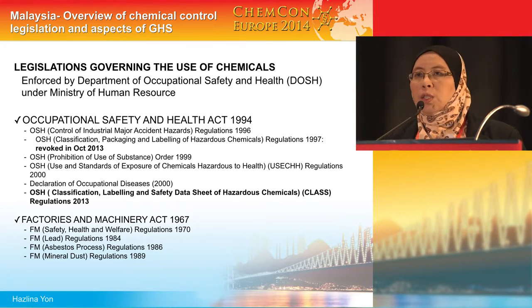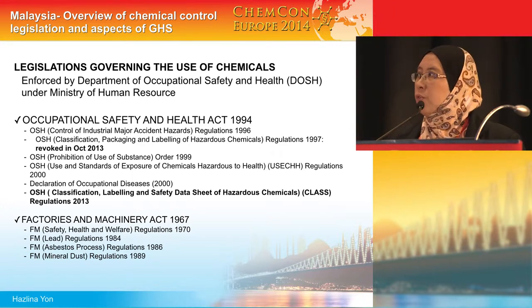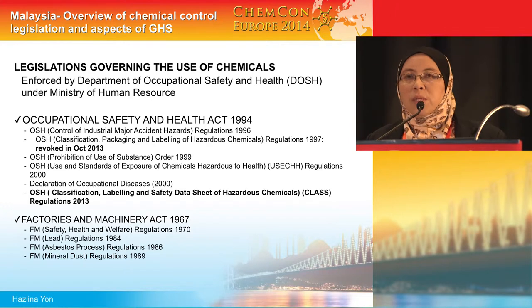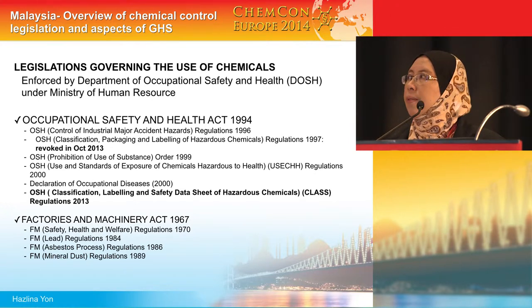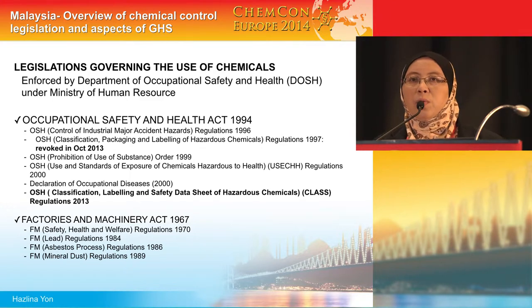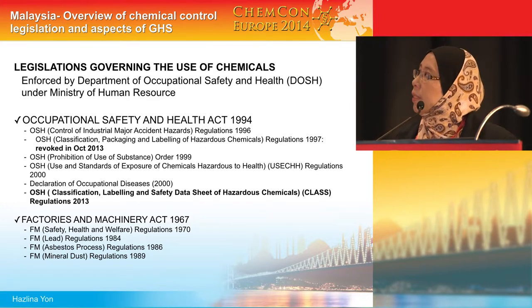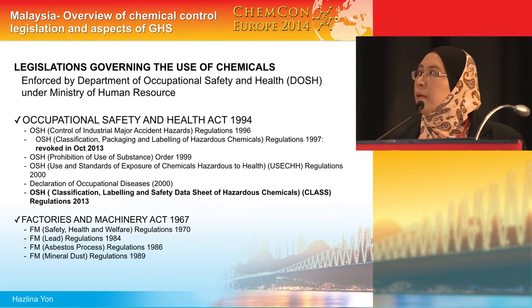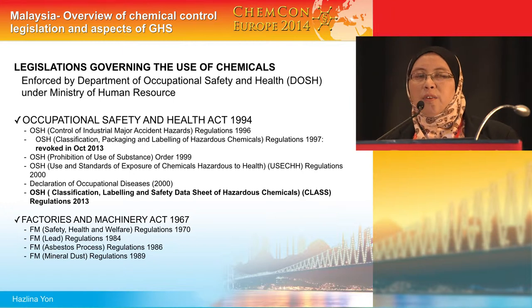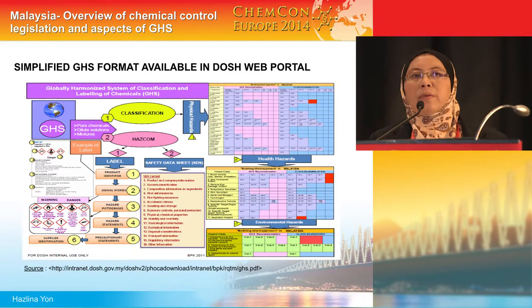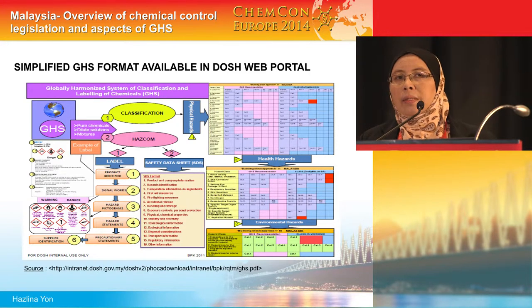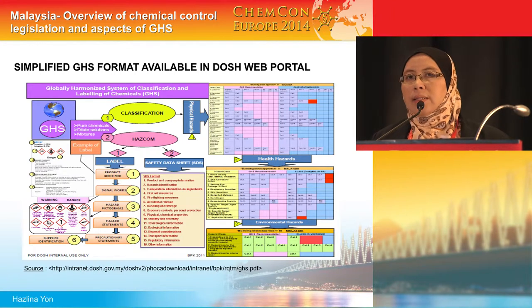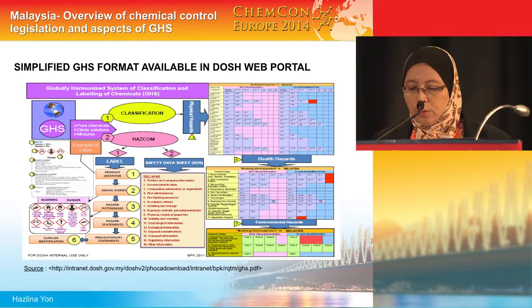Okay, DOSH is actually enforcing two acts, OSHA 94 as well as the Factory and Machinery Act. And for your information, we are in the midst of migrating some of the regulations under the Factory and Machinery Act 1967 into the OSHA Act, which is still in the pipeline now. So what I have listed here are all the legislations regarding chemicals, which might be affected after the new class is introduced. Okay, this is just a simplified GHS format, which is available in the DOSH web portal, whereby this is for awareness to the public and also to the officers.